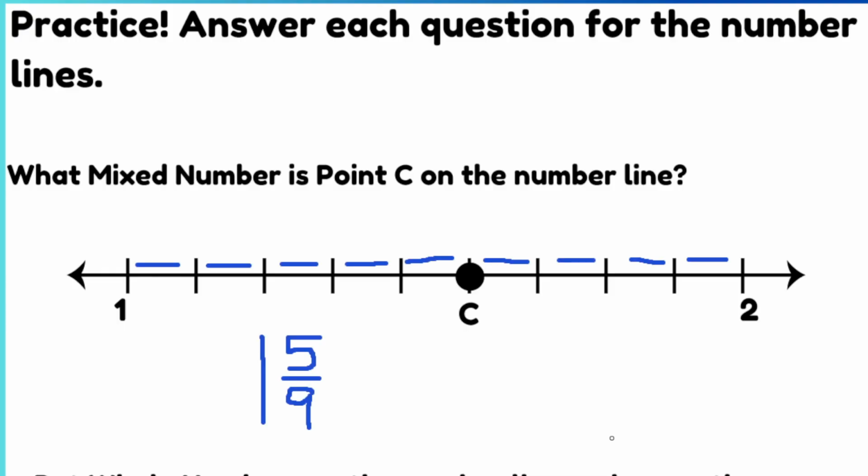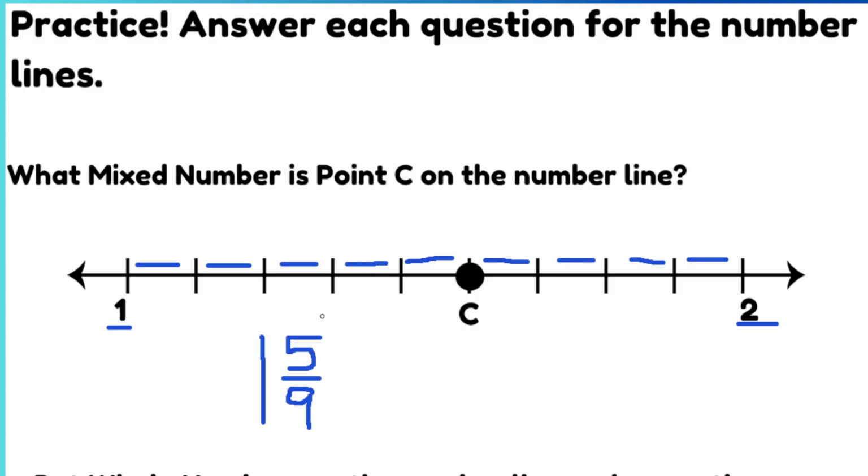Alright, hopefully you took a second to think about it, and now you can see that point C is actually at 1 and 5/9. I got my whole number by looking at the left and the right of the number line. Now I see that my point is after the number 1, but it doesn't go past the number 2, so I know that my whole number has to be 1.